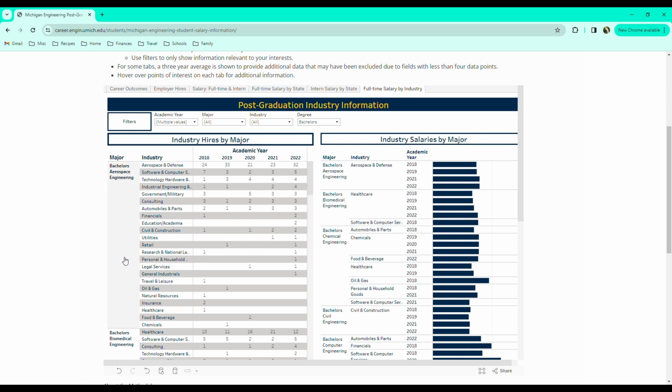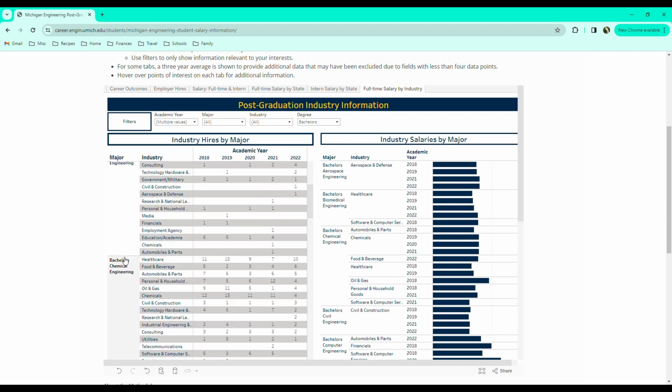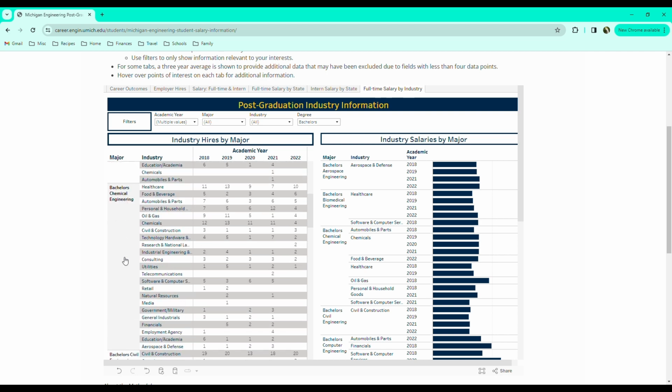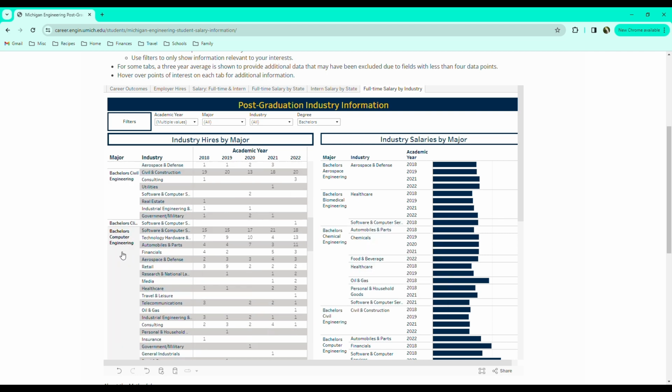And I think this really points to, if you don't get into the specific engineering you're looking at, or maybe you are looking at an engineering that's not offered at a school that you can afford or whatever, this is really demonstrating that you can go into a lot of different things. Chemical, this past year, the highest was healthcare, but food and beverage, there's a lot of different things that you can go into with a chemical degree, for example.